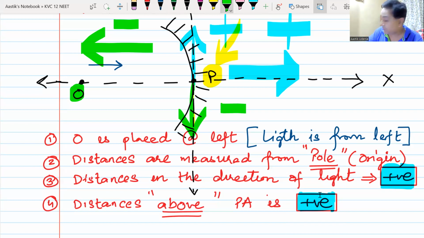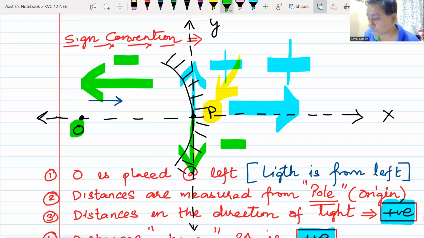Are you getting my point? Right, positive; left, negative; top, positive; down, negative. It is the same as what we did in motion in one dimension. Do we remember this? Do we understand this? Yes or no? Have you drawn this diagram?